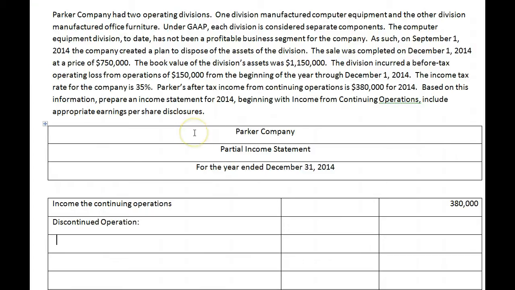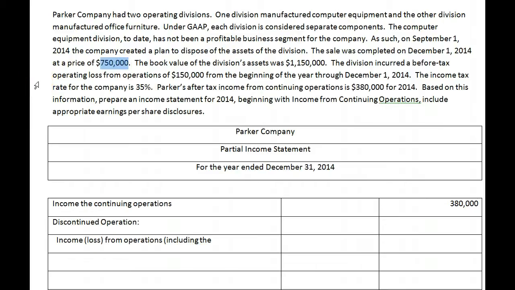As such, we have to include both the operating income of that division and the gain or loss on the sale of that division as part of our discontinued operation. Okay, so here we're going to say the income, or it could be a loss, from operations, including the gain or loss on disposal. So let's ask ourselves, do we have a gain or loss? Well, the book value of the division was $1,150,000. The sales price was $750,000. So in that case, we actually have a loss.